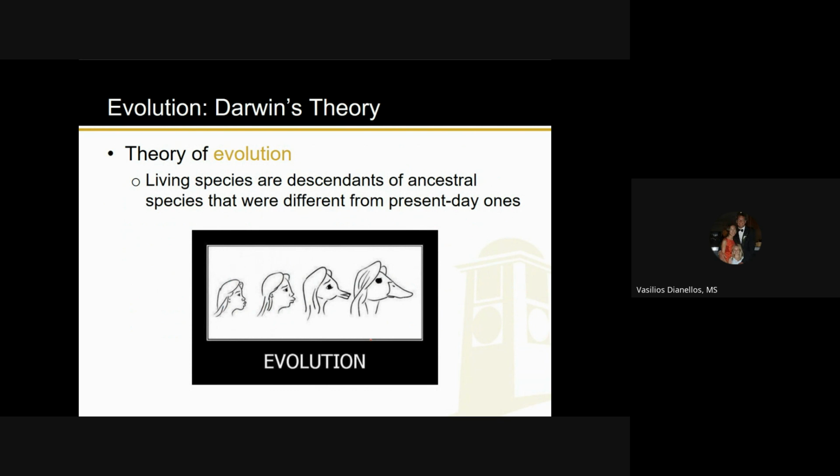Again, the theory of evolution states that living species are descendants of ancestral species that were different from present day ones. And like I always like to point out, definitions are all written in different ways depending on what your source is. Even this book, depending on what chapter you're looking at, might give you a different definition because it's defining the term in a different context. So just remember, I don't want you to memorize the definition verbatim, right? I just want you to understand what it means. So if someone asks you, what is evolution? You could say it in your own words, not just spout out the words that you memorized.